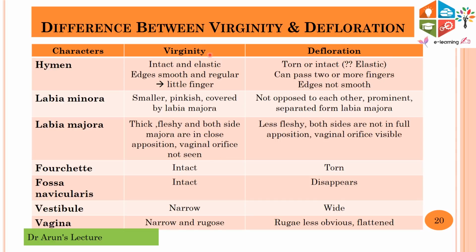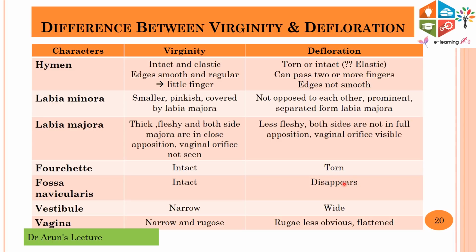In case of virginity, the labia majora lie in opposition where the vaginal orifice is not visualized. But in case of a deflorated woman, the labia majora are less fleshy, and both sides are not in full opposition, so the vaginal orifice is visible. And the fourchette and fossa navicularis remain intact in case of virginity. The fourchette appears torn and the fossa navicularis disappears in case of a deflorated woman.